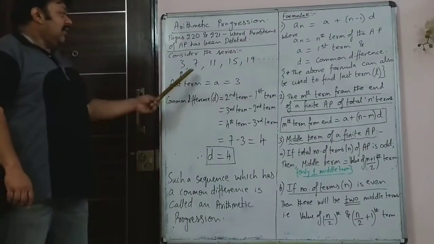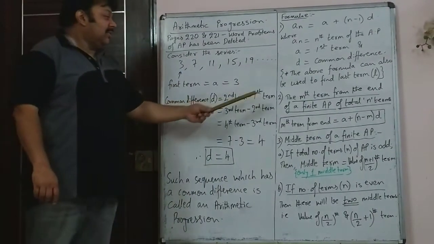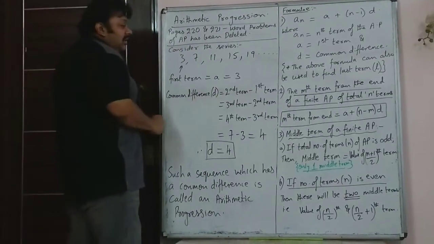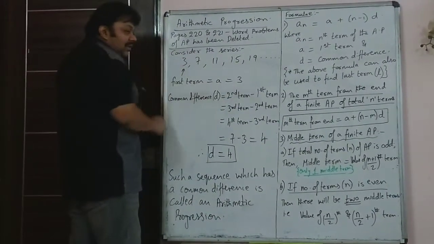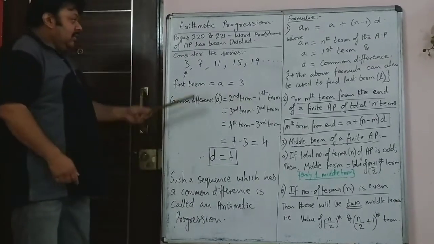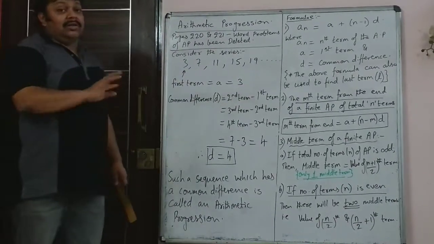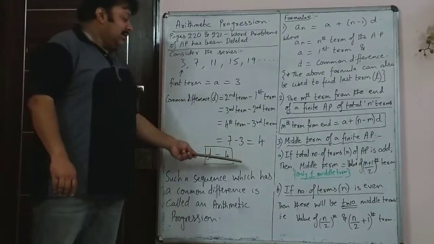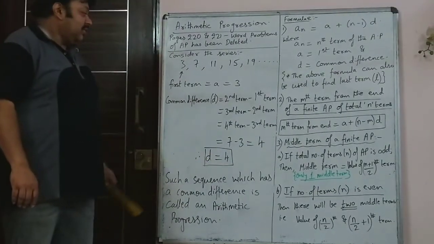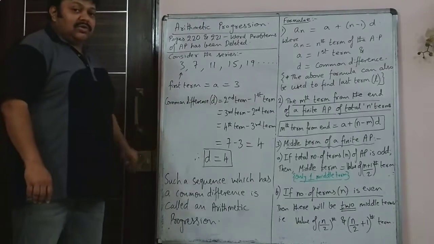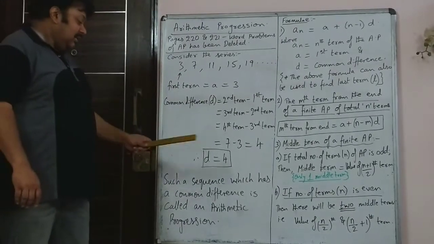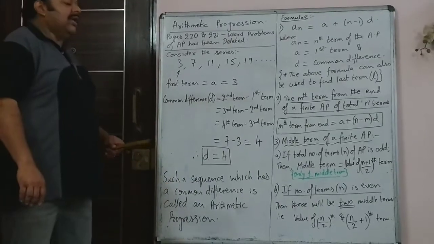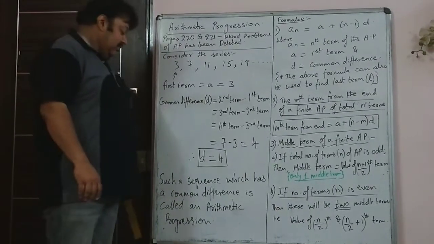Then after that you have a common difference, which is the second minus the first term. It can also be the third minus the second. It is also the fourth minus the third, and so on. So the common difference has to be there, otherwise it's not an AP. So 7 minus 3, that is 4, is the common difference, and that common difference is denoted by the alphabet D. Such a sequence which has a common difference is called an arithmetic progression.